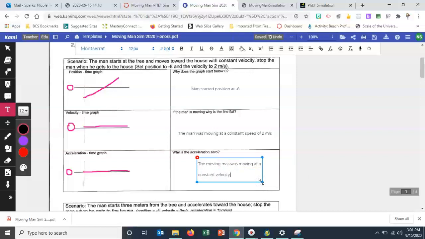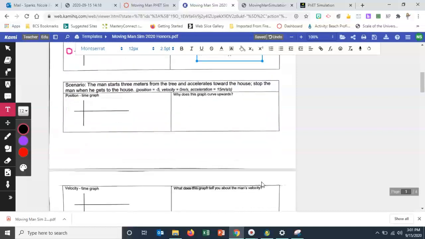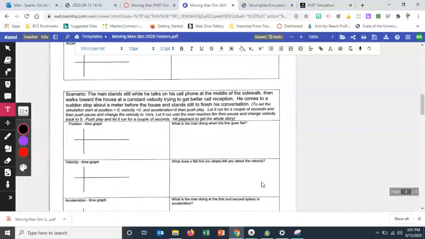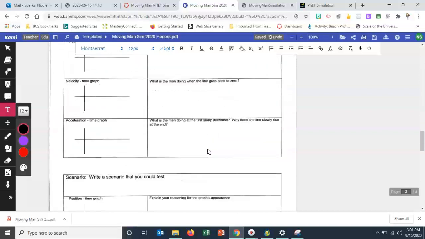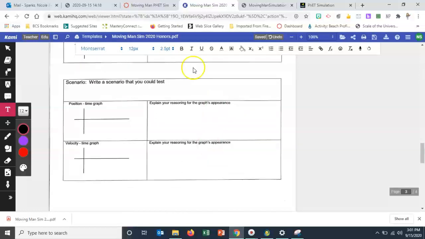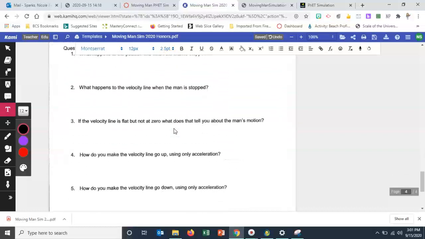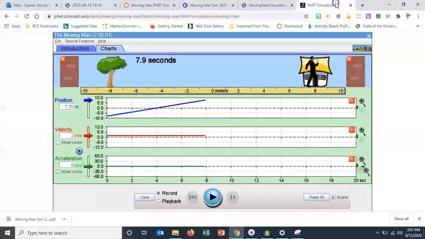So what you're going to do now is go through the other scenarios, set up the graph appropriately. As you can see, there's quite a few of them. And then answer those questions that go along with it. And the last one's kind of fun because you get to test it yourself. And then finally at the end, you have some questions to answer. So hopefully this was helpful. These are simulations we'll use quite a bit. So if you have questions, please ask.